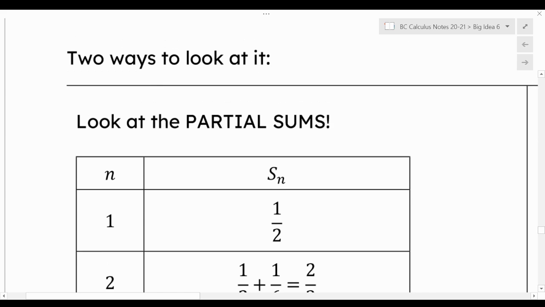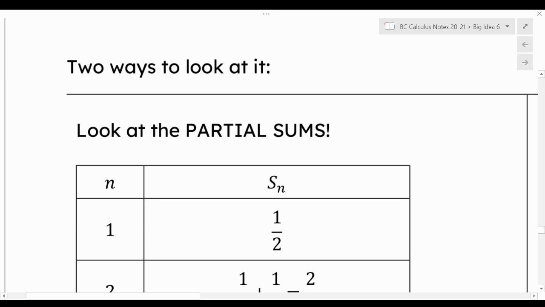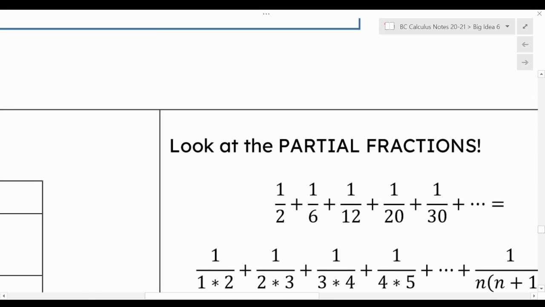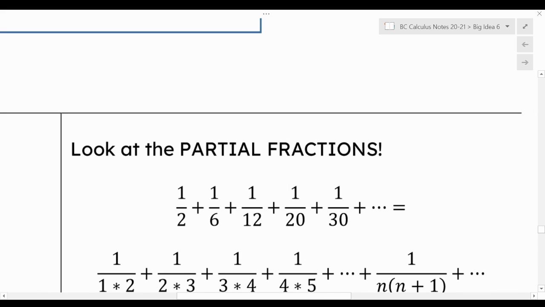Another way to look at it, right? I talked about the partial sums here. What if we look at the partial fractions? See what I did there? Yeah, pretty smart, huh? All right, so the partial fractions, if we dig deep into the recesses of our mathematical history, we know how to deal with partial fractions. It was an integration idea, just to manipulate through algebra with partial fractions.